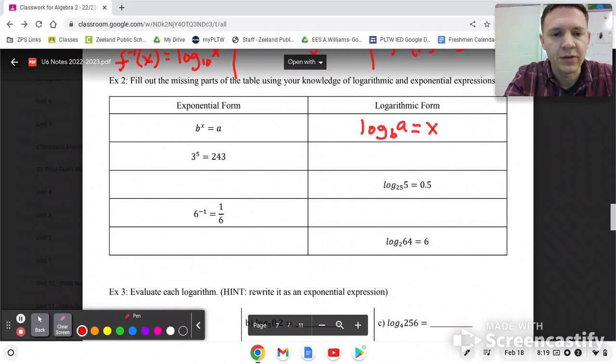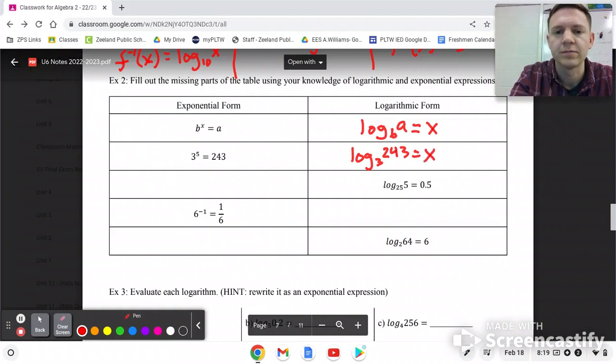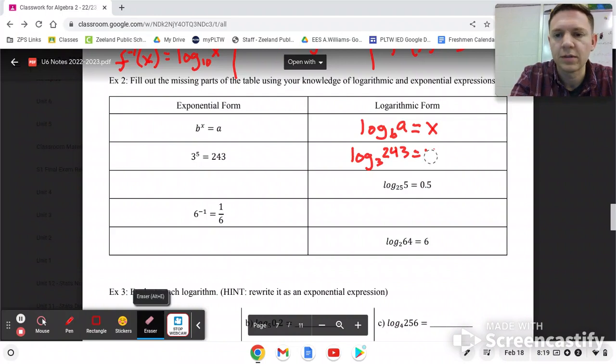All right, 3 to the 5th equals 243. Well, we can follow that same pattern. Log, and the base is the 3, of 243. Remember that 243 is on the same level as the log, equals x. The 3 is just lowered. Excuse me, not equals x, equals 5.